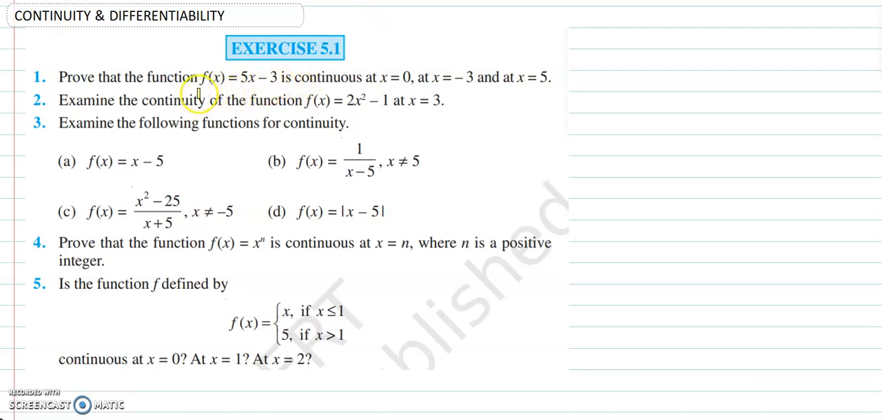हेलो स्टूडेंट्स। तो आज हम डिस्कस कर रहे हैं कंटिन्यूटी एंड डिफरेंशिएबिलिटी एक्सरसाइज 5.1। फर्स्ट क्वेश्चन इज प्रूव दैट द फंक्शन f(x) is equals to 5x minus 3 is continuous at x equals to 0, x equals to minus 3 and at x equals to 5.